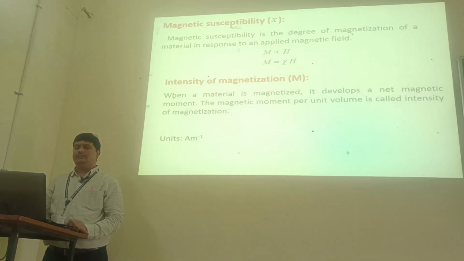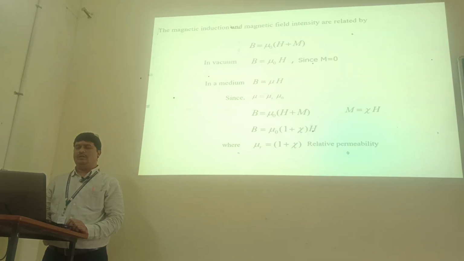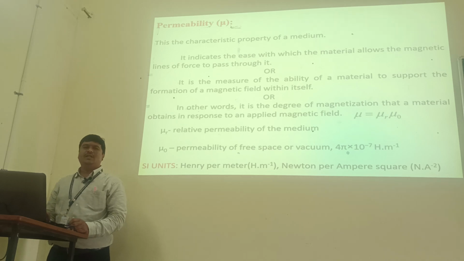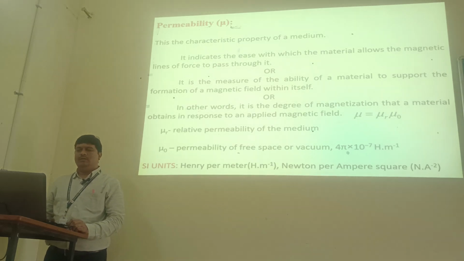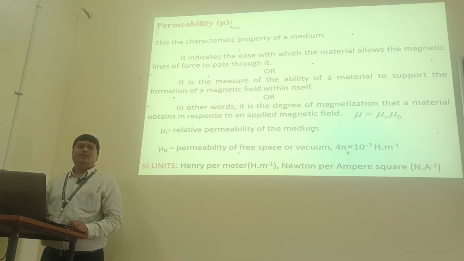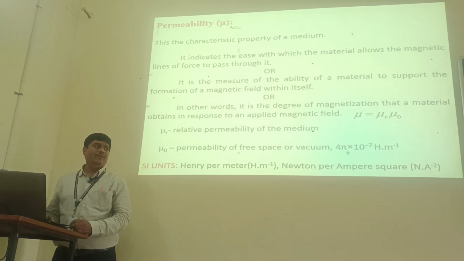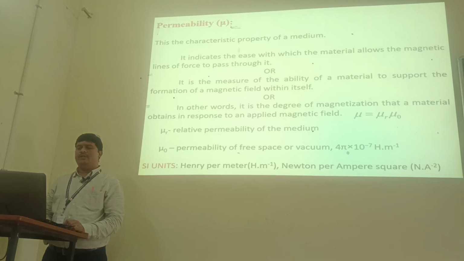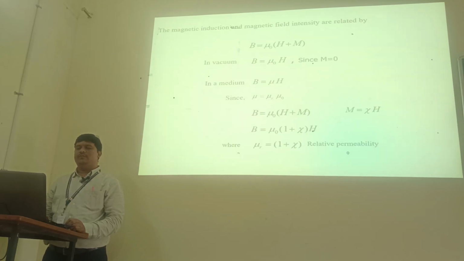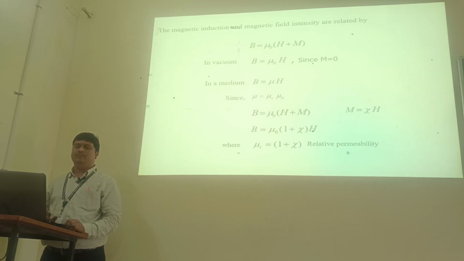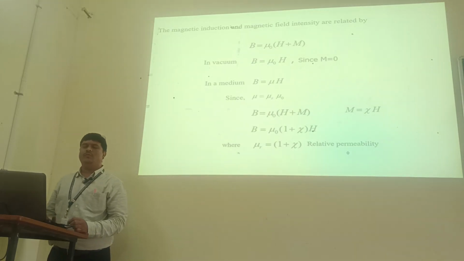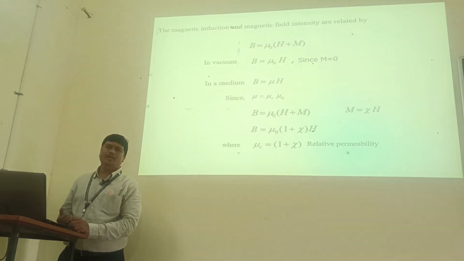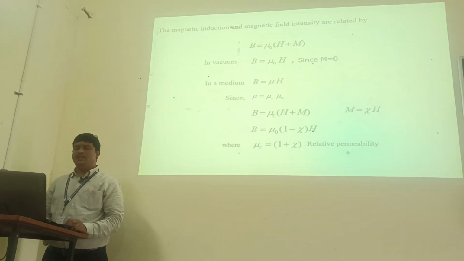Next, we have permeability. Permeability is the product of the relative permeability and the permeability of free space. The value is 4 pi into 10 power minus 7. Next, we have the relation between B, H and M. We know that B equals mu naught into H plus M. The relation between mu r and chi is mu r equals 1 plus chi.